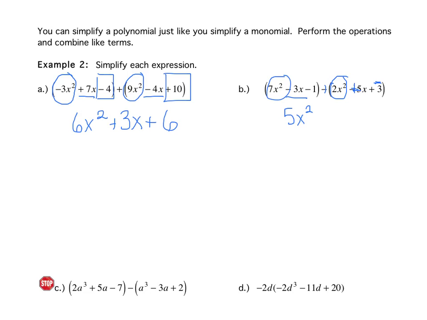Minus 3x plus a positive 5x would be plus 2x. And then finally our constants, we have negative 1 plus a negative 3 would be minus 4. If you want to write that as plus negative 4, that's fine as well.